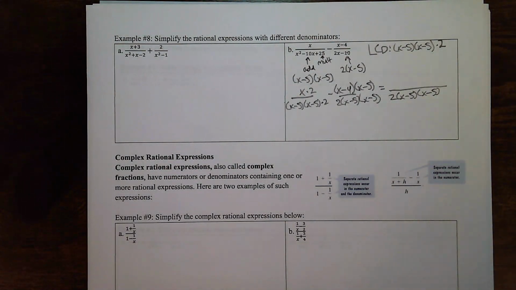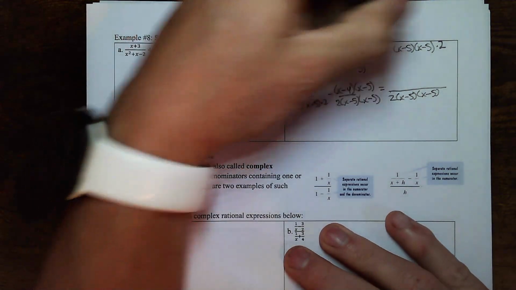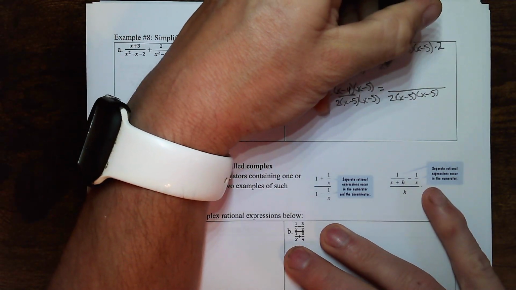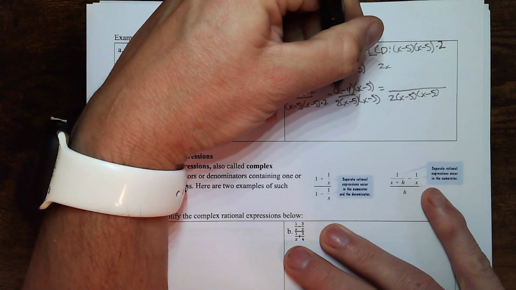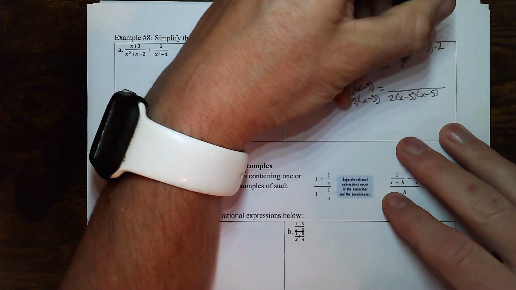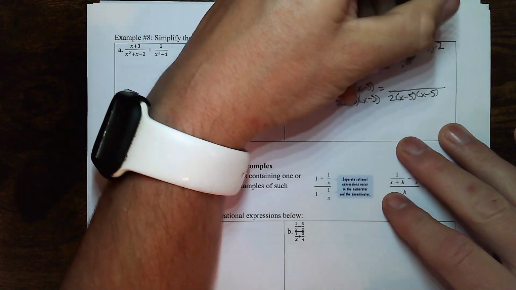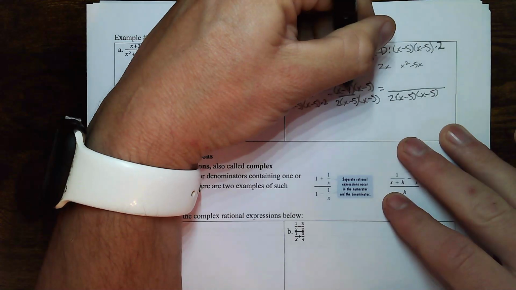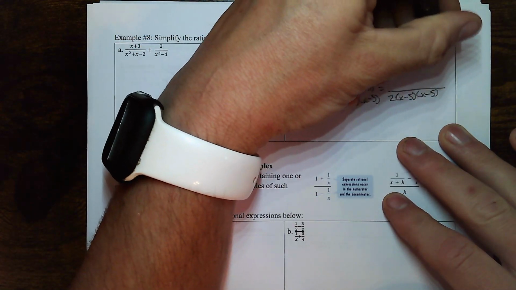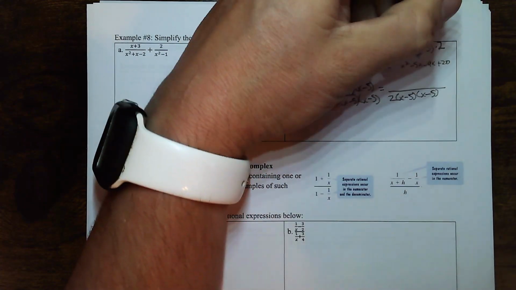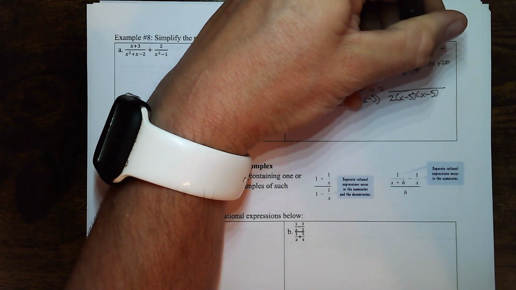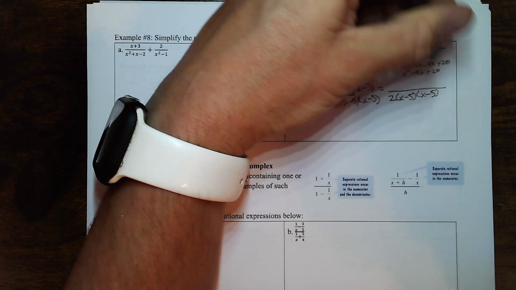Okay, so it's going to be x times 2, so it'll be 2x. And I'm going to leave some room here because I've got to multiply this out. x times x is x squared. x times negative 5, negative 5x. Negative 4 times x, negative 4x. Negative 4 times negative 5 is positive 20. Now simplify that: x squared minus 9x plus 20.